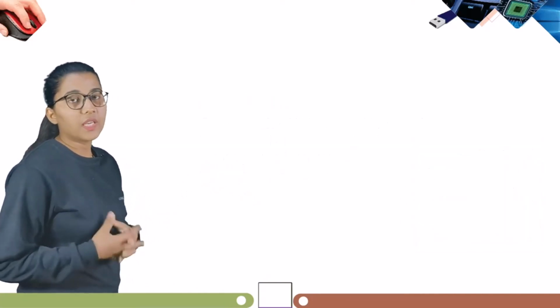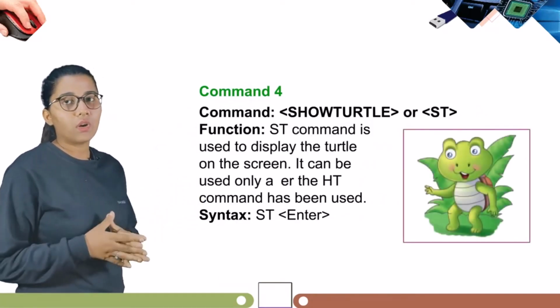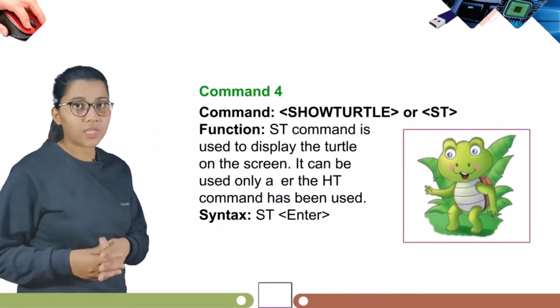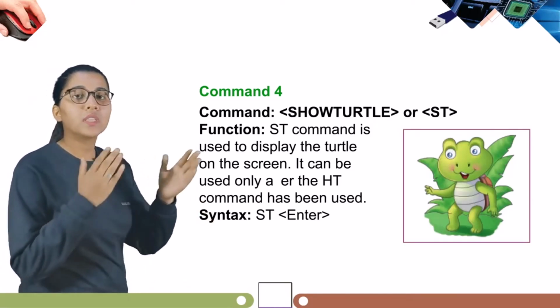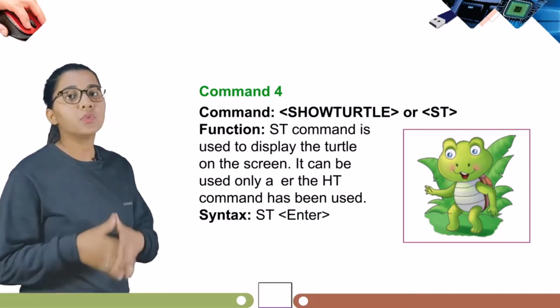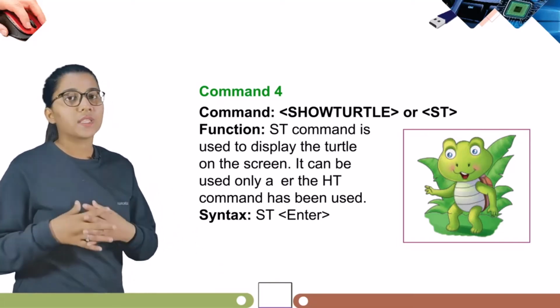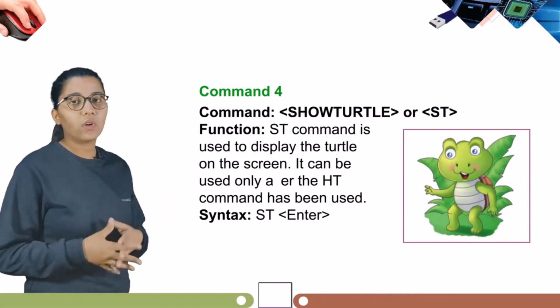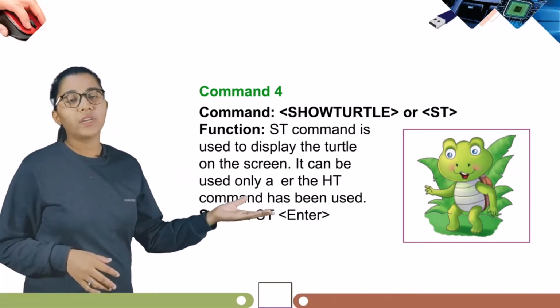Next we have command 4. Command: show turtle or ST. Function: ST command is used to display the turtle on the screen. It can be used only after the HT command has been used. The syntax is ST or enter. Now students, here you can see the picture of command 4.